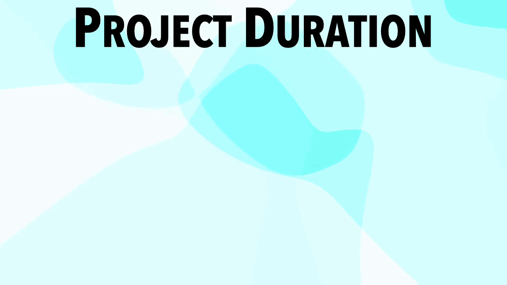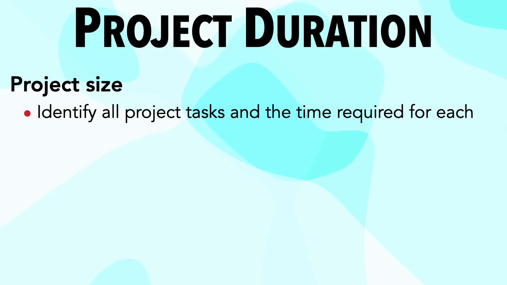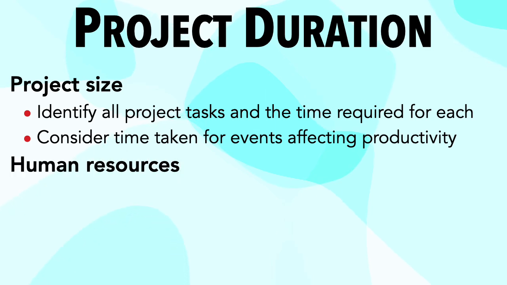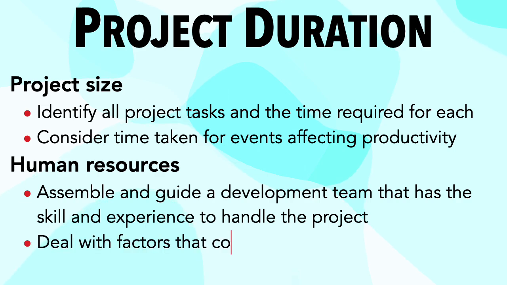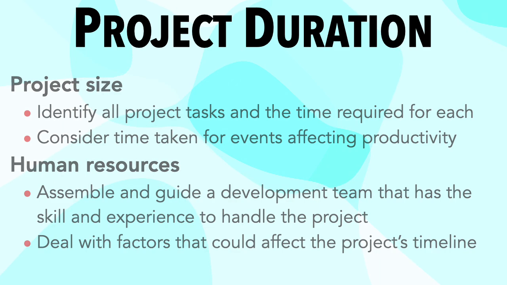So, some aspects here that are important have to do with project duration and thinking through how long a project should take. A project manager will identify all of the project tasks and the time that's required for each, and consider the time taken for the sorts of events that can affect productivity. Project size is a huge part of project duration, as is human resources. The project manager needs to assemble and guide a development team that has the appropriate skills for the project, and deal with, and hopefully be able to navigate, factors that could affect the project's timeline.